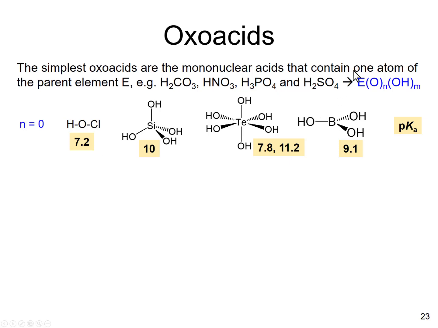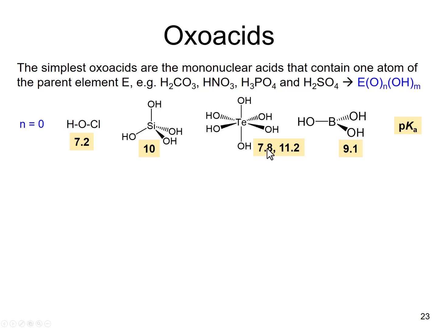Now, the general formula for an oxoacid is EO_n(OH)_m. So we have n oxygen atoms bound to the central atom E, which do not contain any hydrogen. In addition, because we are talking about Brønsted acids here, we need to have protons there as well. And so we also have a certain number m of functions which correspond to OH, which means oxygen containing hydrogen atoms. Now, the dissociation obviously must occur from this unit here.